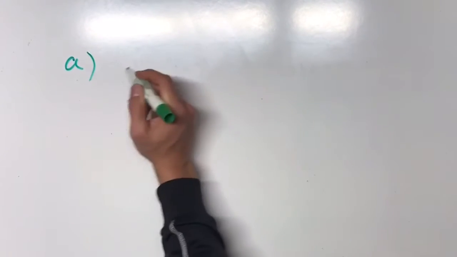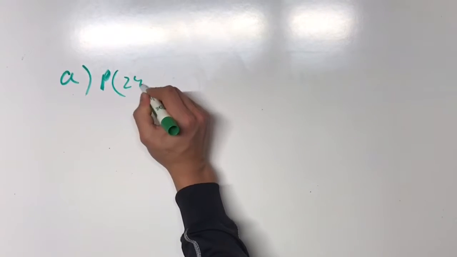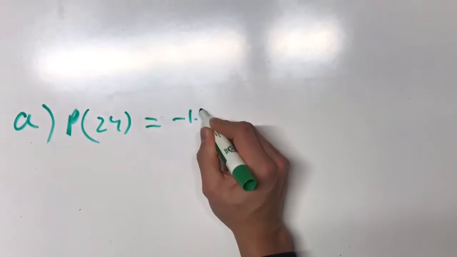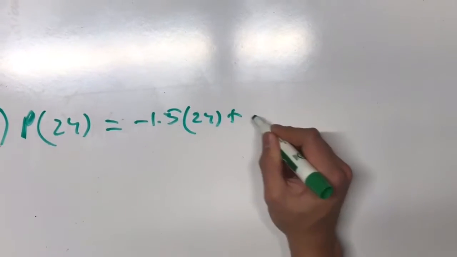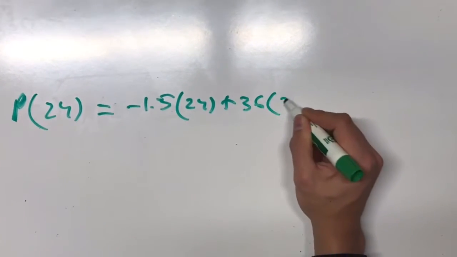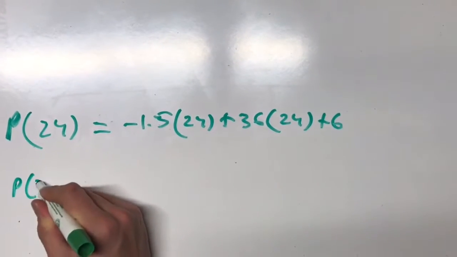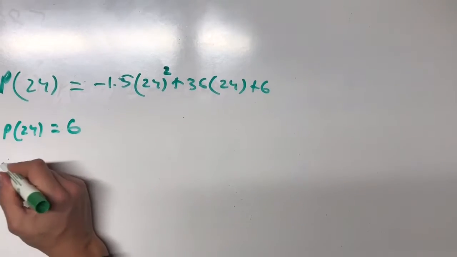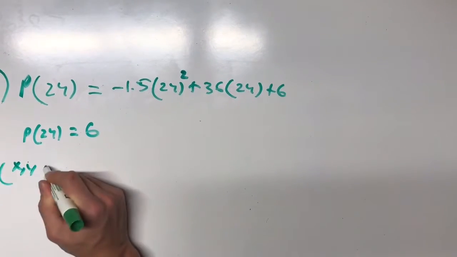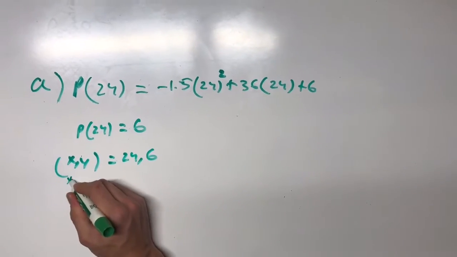So question A, what is the average rate of change in the population between the years 2000 and 2024? So what you're going to do here is plug in 24 into your original equation of negative 1.5t squared plus 36t plus 6. And then that answer will be p of 24 is equal to 6. So 24 is going to be your x1 and 6 is going to be your y1.